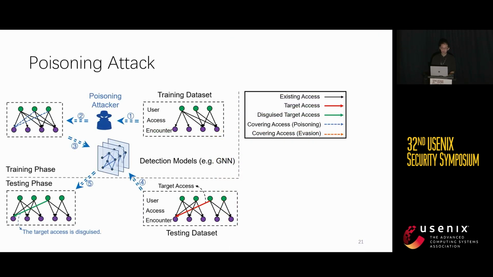Then we will consider the poisoning attack. This means that we will inject covering accesses during the training phase, as shown here in the second step. The model will be trained with both benign accesses and our injected covering accesses. Our goal is that the trained model will recognize our target access as benign during evaluation time, despite the fact that our injected accesses will not exist in the testing phase.